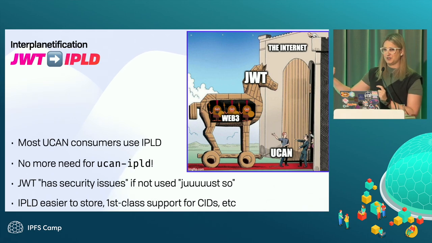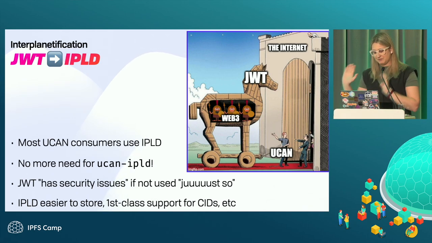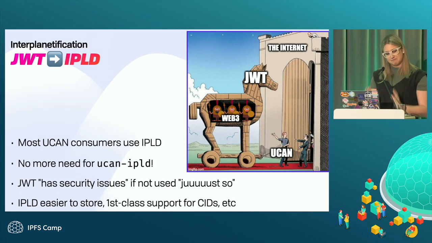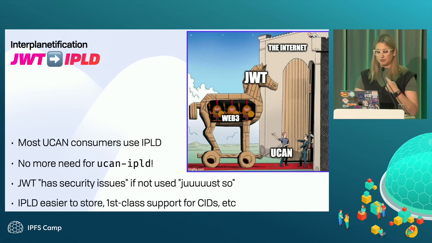JWT has a bunch of security issues with off-the-shelf libraries. You have to do a bunch of extra checking, all of these things. Let's just make it IPLD and make this problem go away. And that's actually been really, really nice and has simplified problems for us throughout the spec.